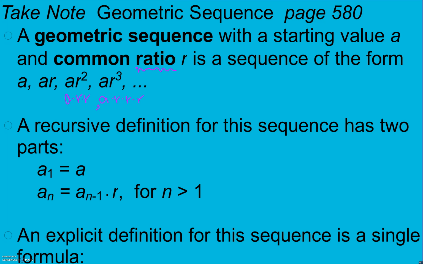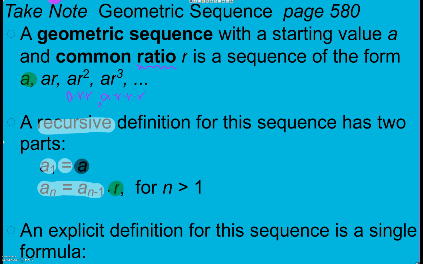A recursive definition for the sequence has two parts again. So just like with arithmetic sequences, in a recursive formula, we tell what our first number is, and then we have a sub n equals a sub n minus 1. Instead of adding d, we multiply by r. So again, we have our first value, a sub 1, and our common ratio times our a sub n minus 1 in recursive.